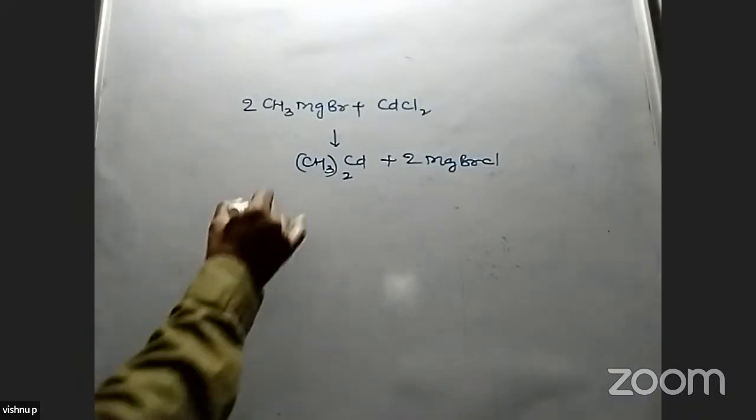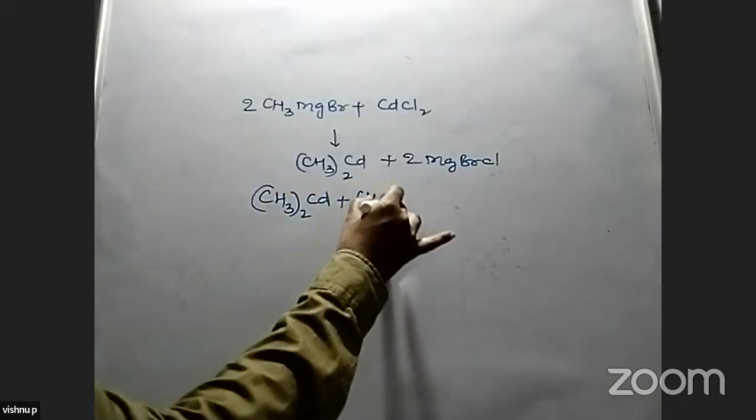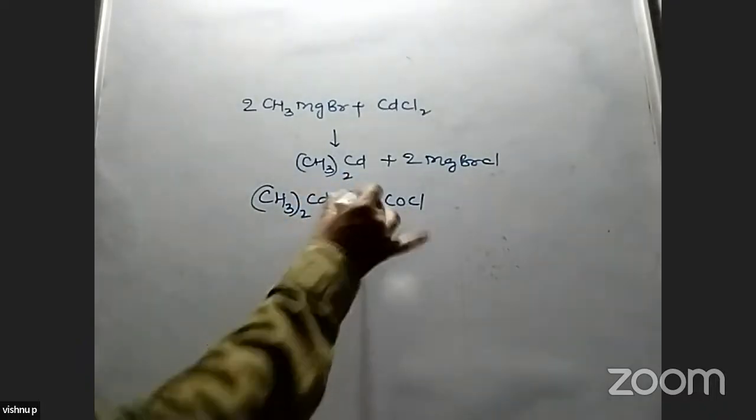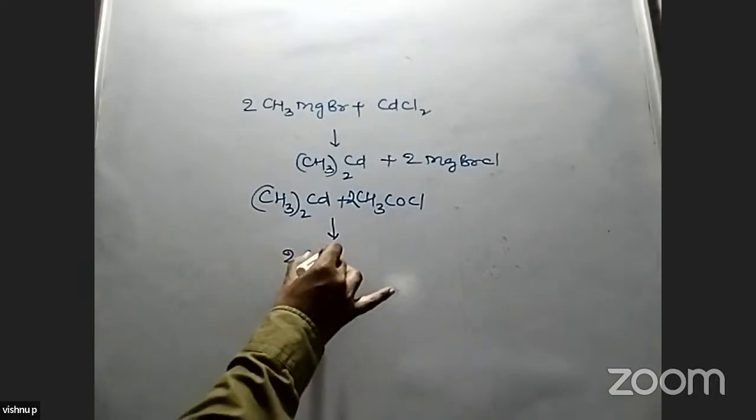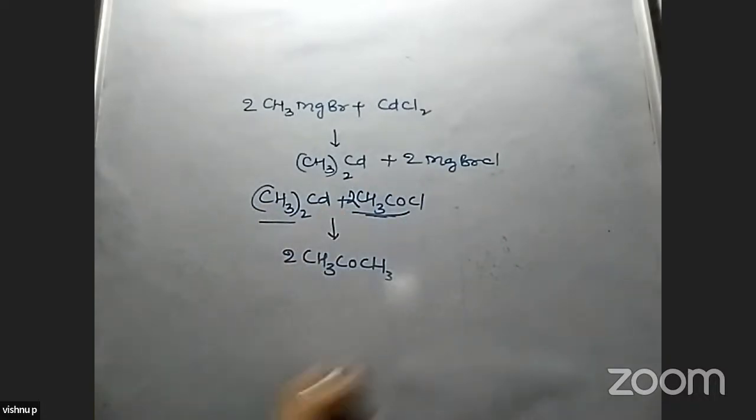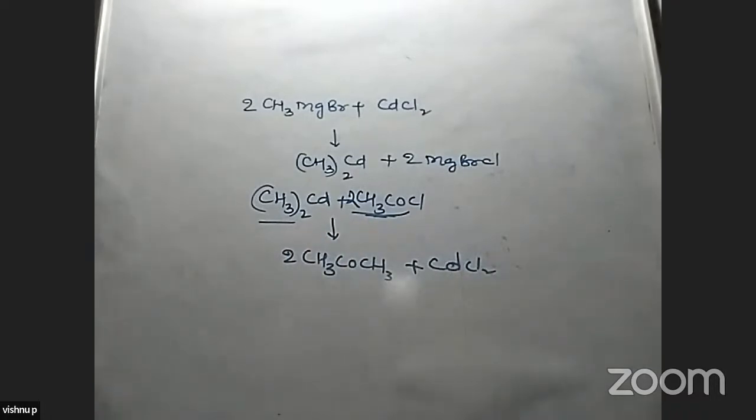So dimethyl cadmium reacts with the acid halide. That is (CH3)2Cd reacts with, for example, CH3COCl. So 2 moles are involved in the reaction. We get 2 moles of CH3COCH3 formed. This part combined, along with CdCl2 being regenerated. So in this reaction, Grignard reagent reacts with cadmium chloride, dimethyl cadmium is formed. Dimethyl cadmium again reacts with 2 moles of ethanoyl chloride or acyl chloride, so ketone is formed in this reaction.